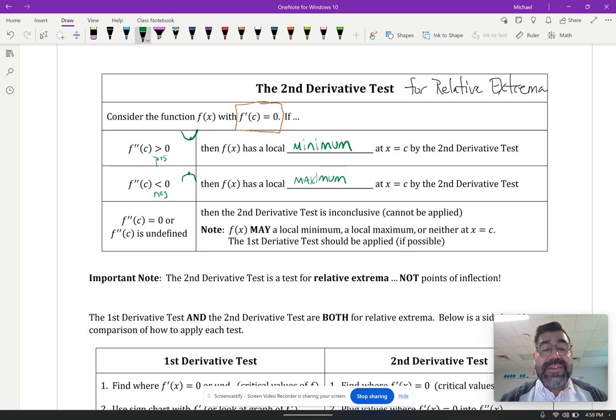Again, the second derivative test is for relative extrema. We're looking for relative mins and maxes, local minimums and maximums, not points of inflection. This is not about finding concavity. We use the second derivative to find concavity. We don't use critical points in the second derivative to find concavity. We use them to find relative extrema.